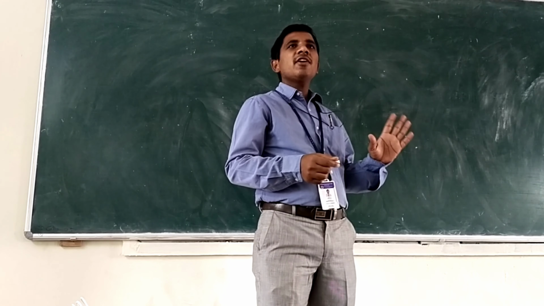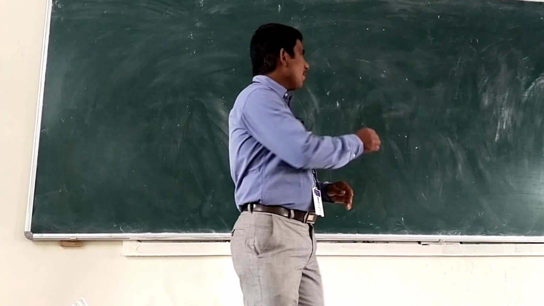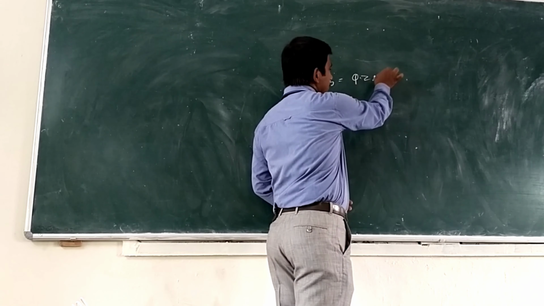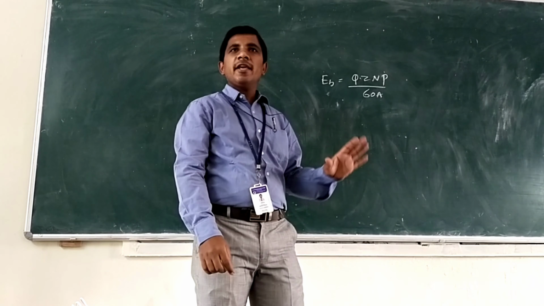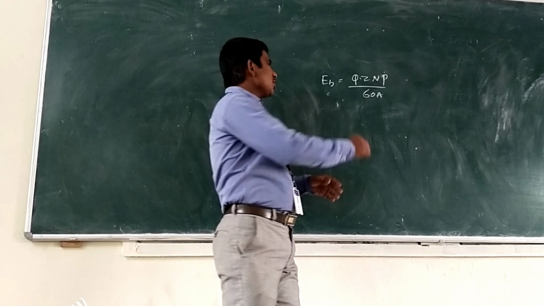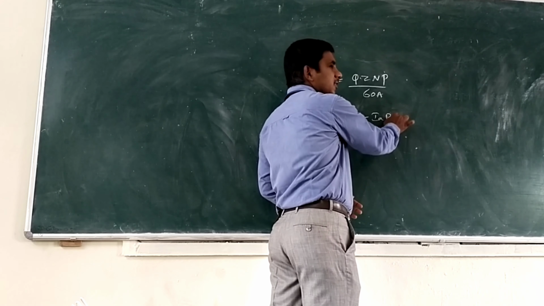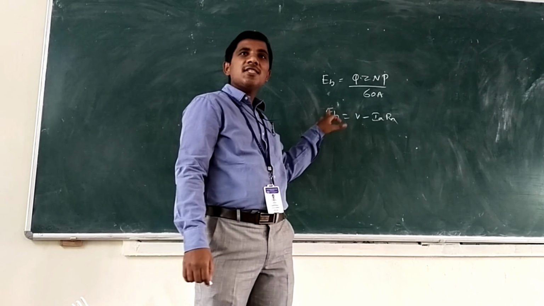The back EMF equation of DC motor we discussed in the previous classes. The back EMF equation Eb equal to PΦZN by 60A is the back EMF equation of any DC motor. The back EMF equation is also given by Eb equal to V minus IaRa according to the circuit diagram of the shunt motor.